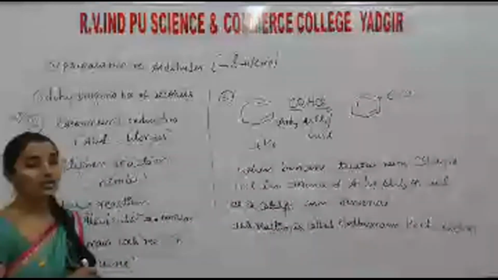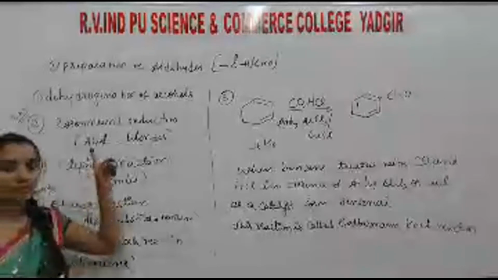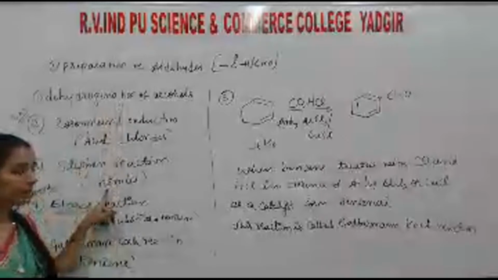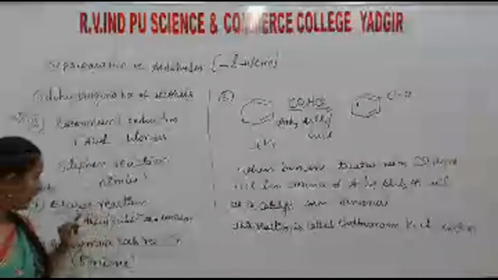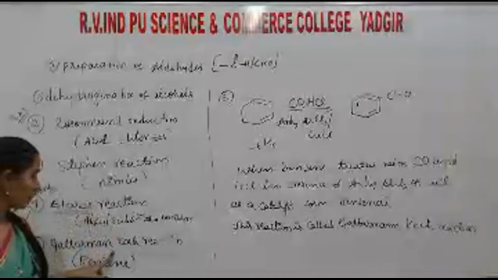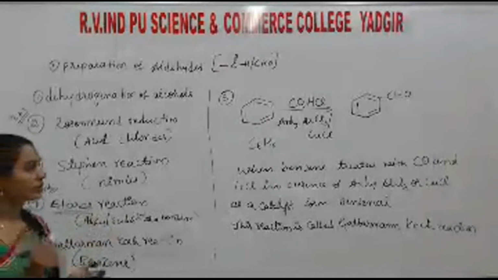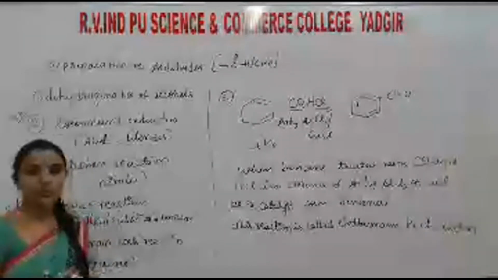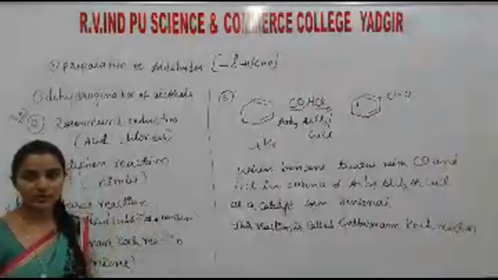So these five are the reactions for the preparation of aldehydes from the respective compounds: from alcohol, acyl chloride, alkyl nitrate, hydrocarbon (especially methyl substituted benzene), and this one from benzene. In tomorrow's class, we will discuss either the preparation of ketones or carboxylic acids, or the chemical properties of aldehydes.